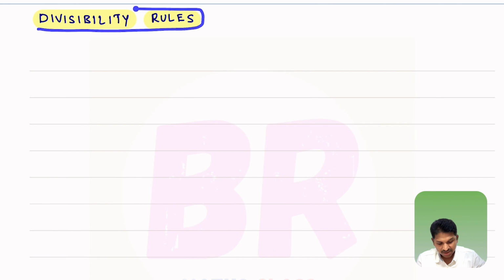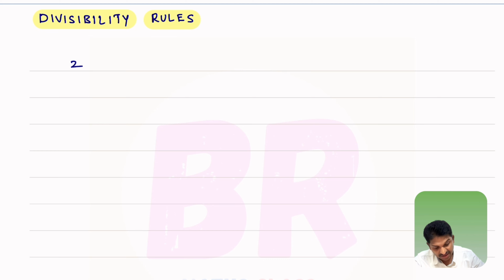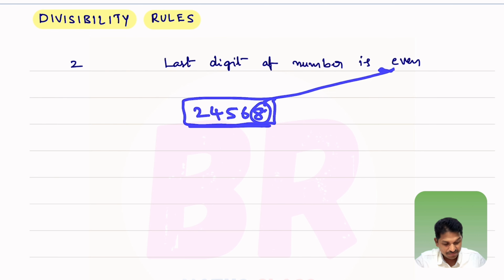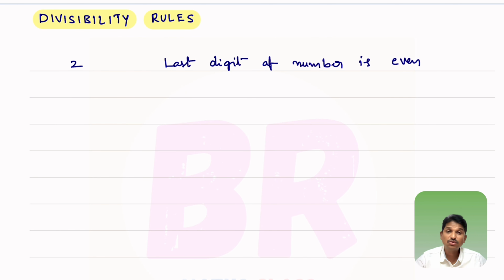Few important things, this also comes from number system. Divisibility rules. When we say a number is divisible by 2, if the last digit of that number is even number, right? For example, 2, 4, 6, 8. How will you decide? Units place is even number. Last digit of the number is even. That number is 100% divisible by 2.